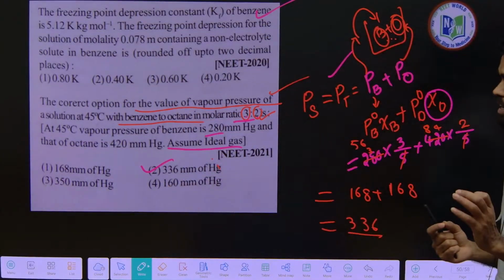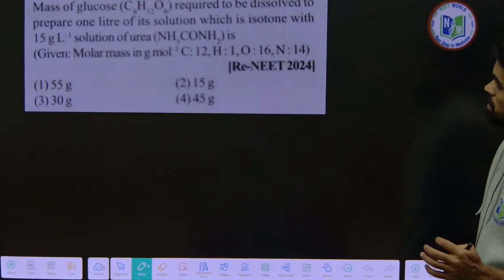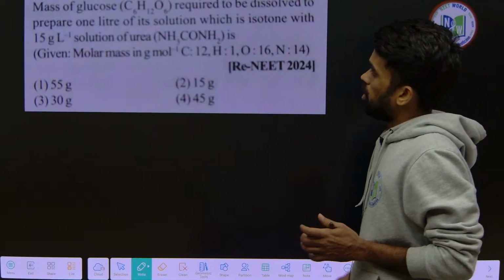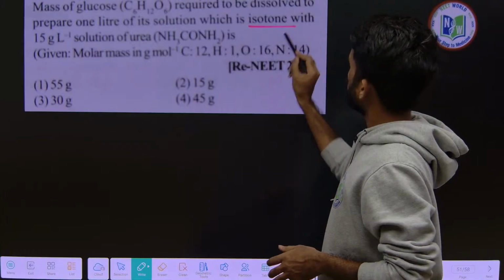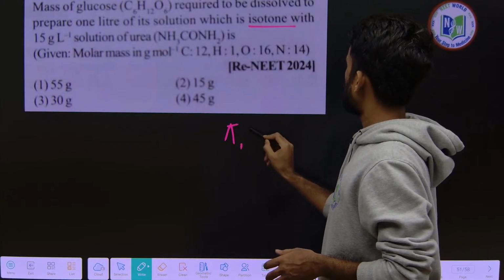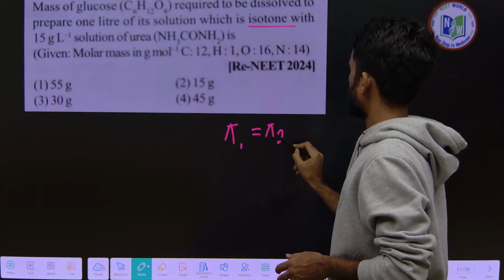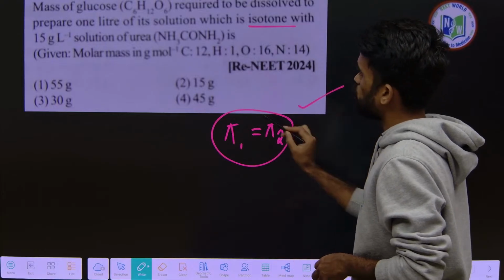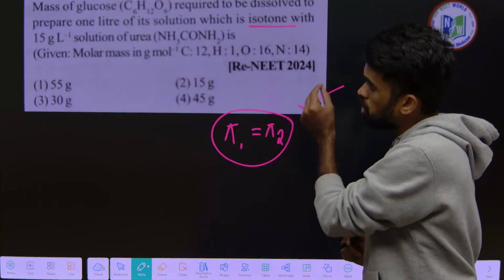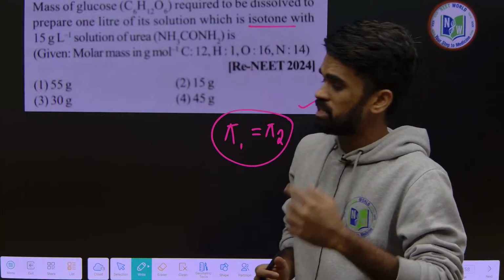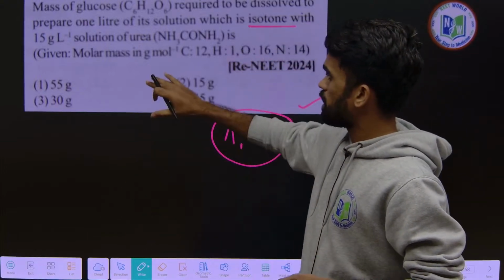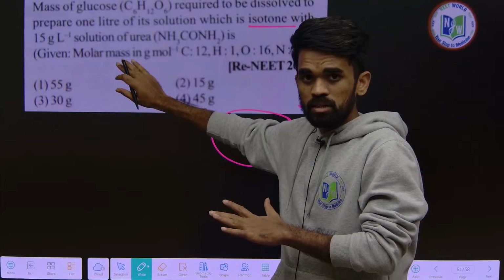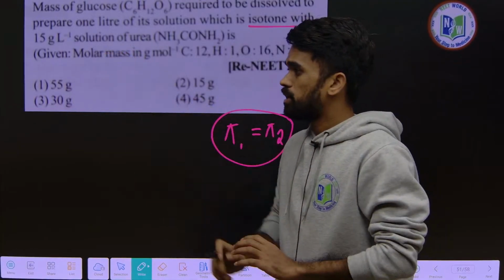This is also clear, right? Yeah. So what do we mean by isotonic? Pi1 should be equal to pi2, that's it. Based on this you can calculate and you will get an answer. I have solved this question in the last class, I mean yesterday's live session. You can try this. If you are unable to answer, then watch the session, okay, right.